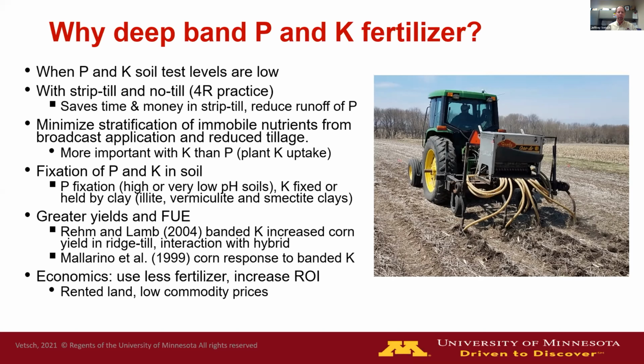It can minimize stratification of these P and K immobile nutrients that happens from broadcast applications and no tillage. This is generally more important in potassium than it is with phosphorus, and that's part of how plant K is taken up in the plants and recycled through the residue and back to the soil surface. It can reduce fixation of P and K, which makes it more available. We get phosphorus fixation in high pH soils with calcium phosphates and in very low pH soils with iron and aluminum. K can be fixed, or held, by clay particles: illites, vermiculites, and smectites, and those are common clay minerals that we have here in southern Minnesota.